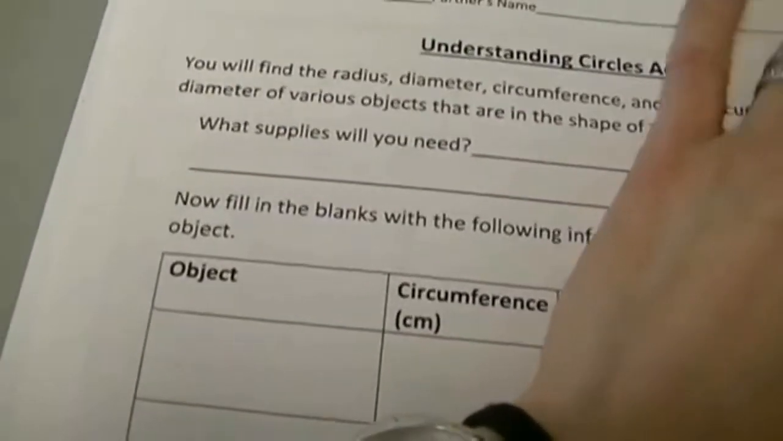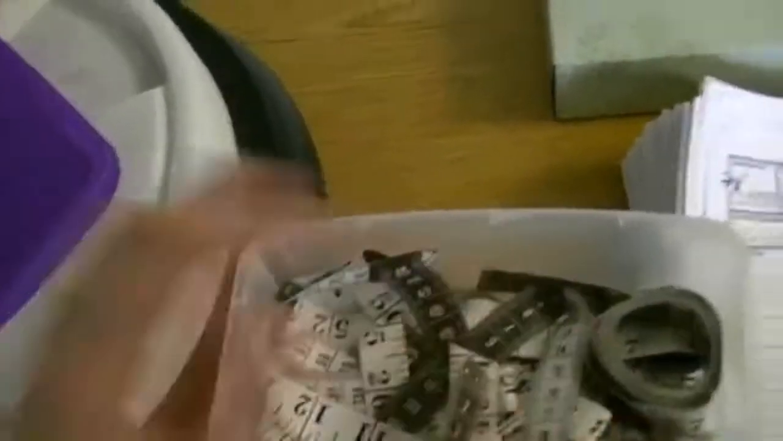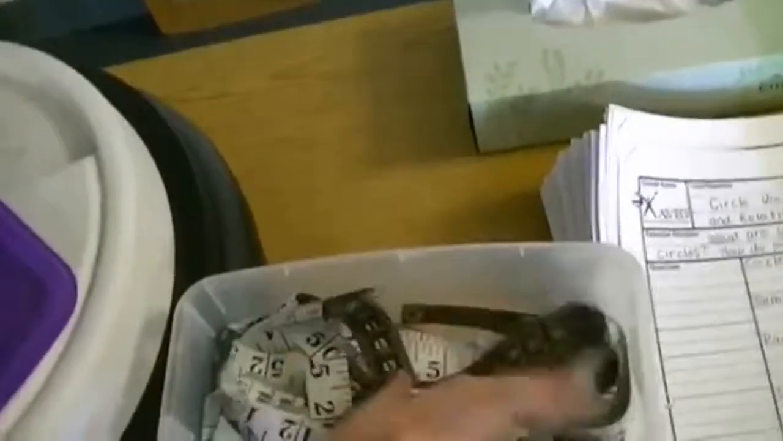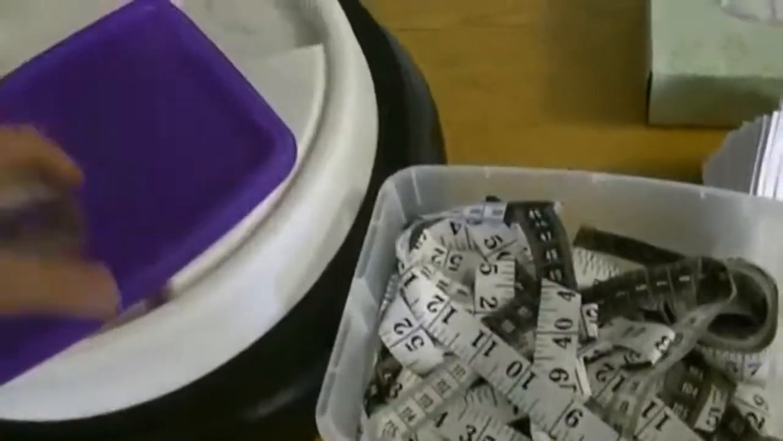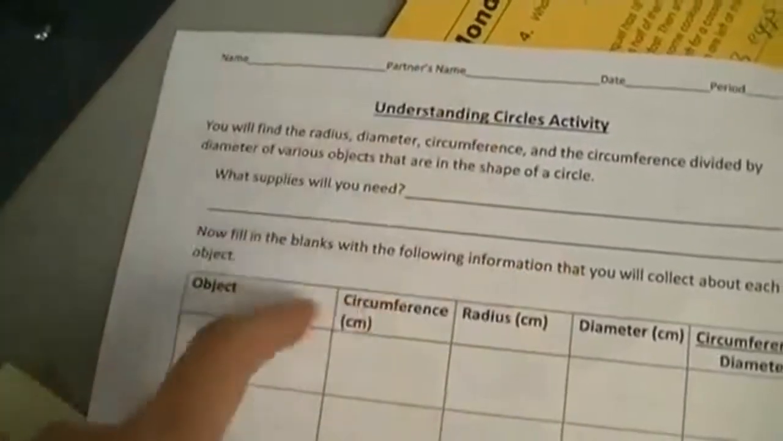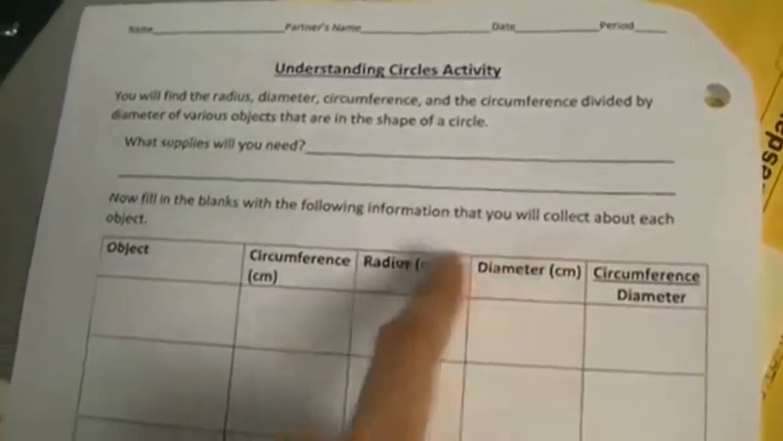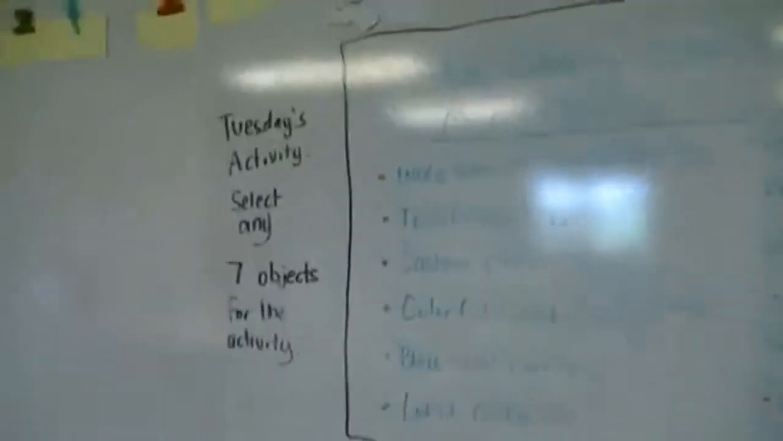So what supplies will you need? Well, you'll probably need a pencil so you can write it down and track it in this table. You're going to take one of these. I think I already have one over there. I'll just grab one now. You'll see on the paper that you have this column right here. You'll write down your supplies, you need a pencil and this thing. And you'll fill in the blanks with the following information that you will collect about each object. And you're like, well, there's no objects right there. But you have to collect data on it. You probably can see the whiteboard from where you're sitting, and if not, I'll show you again.